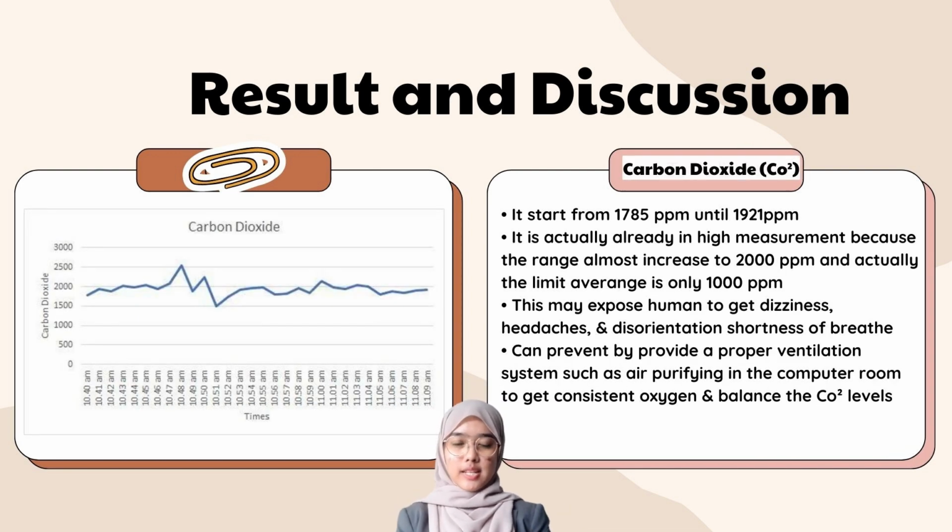Last but not least is the result of carbon dioxide. Basically, we can see from the graph that it starts from 1785 ppm until 1019.21 ppm. It is actually already at a high measurement because the limit for carbon dioxide is only 1000 ppm, but from the graph we can see that it almost increased to 1000 ppm.